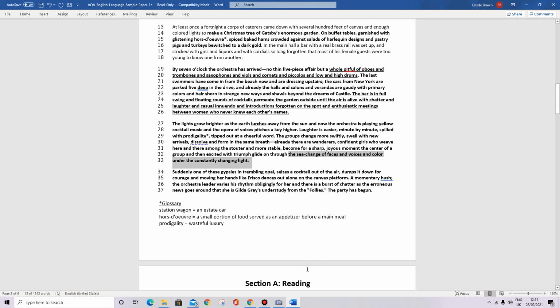Look at that there. All right. What have you got there? You've got a metaphor. You've got listing. Okay. You've got that sort of detail that really makes it seem vivid. Why does it seem vivid? Faces and voices and colour. So it's impressions on the senses, isn't it?